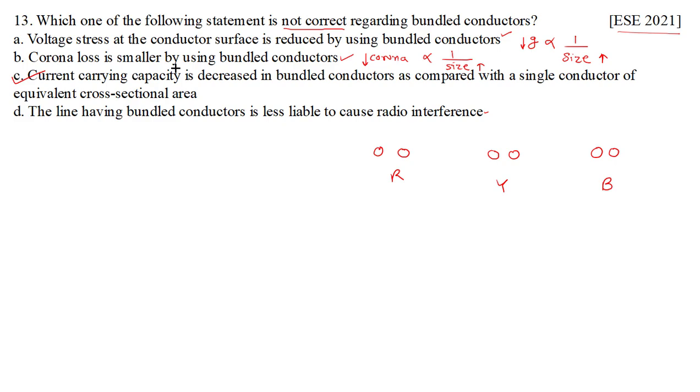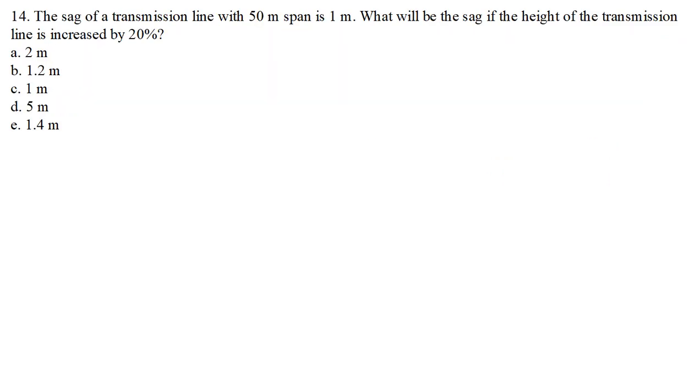So option C is not correct. All three, options A, B, D are the advantages. We are asked which is not correct, so the correct answer will be option C. Now moving to the next question, question number 14.